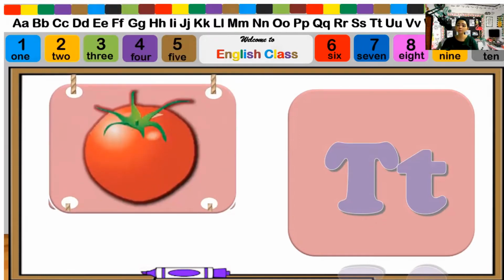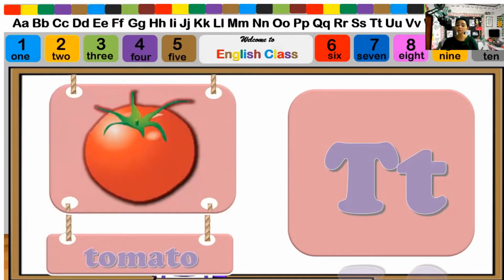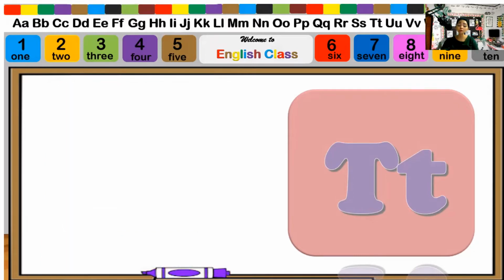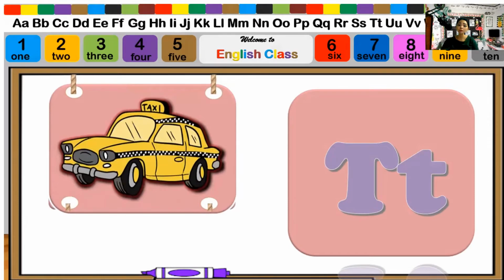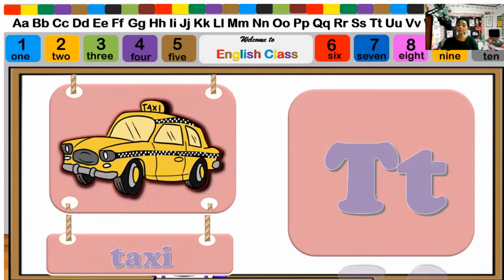Then we have tomato. I'm not pretty sure, but I think in UK or British English they read that as tomato, or tomato, you can find it out. But in American English, it's tomato. Then we have, this is very easy and common, taxi. Taxi.